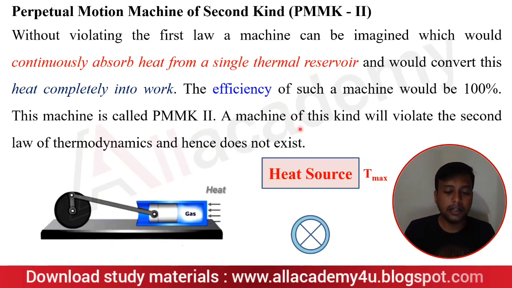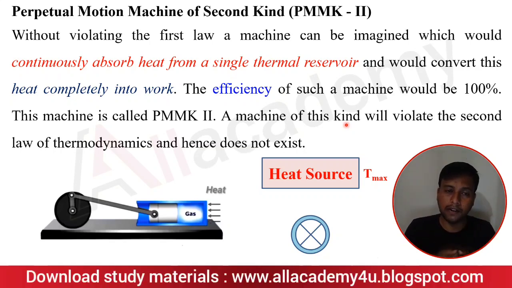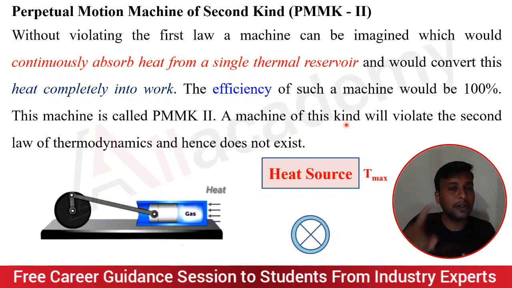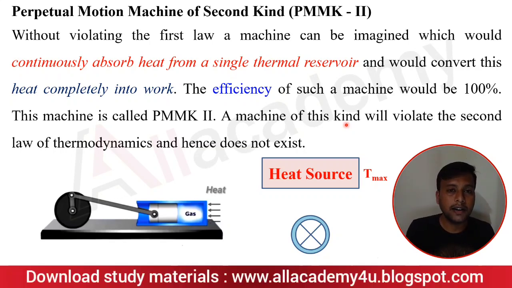Now a machine of this kind would violate the second law of thermodynamics, hence it does not exist. As I said, these are imaginary machines which absorb all the heat from a single reservoir and convert all the heat into useful work. Then the efficiency becomes 100%. Such machines, if they existed, are called perpetual motion machines of the second kind.